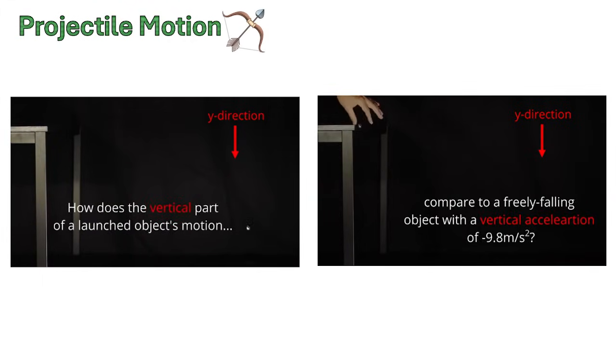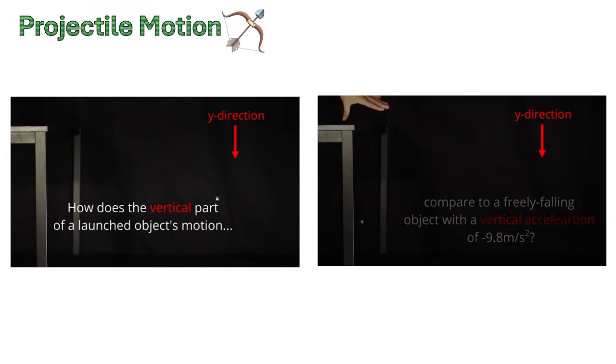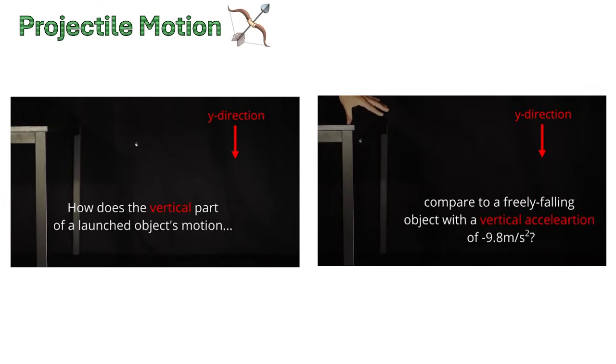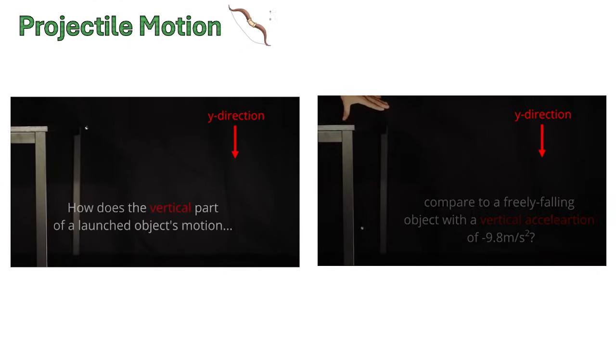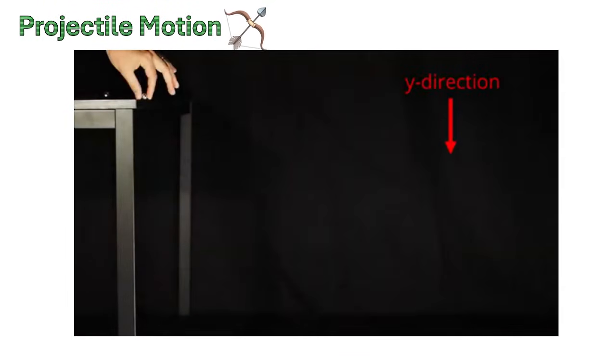So see these two videos. There is a comparison between something that is shot and something that is dropped. There is a question here: how does the vertical part of a launched object's motion compare to a falling object with a vertical acceleration? Let's see. Let's watch it.